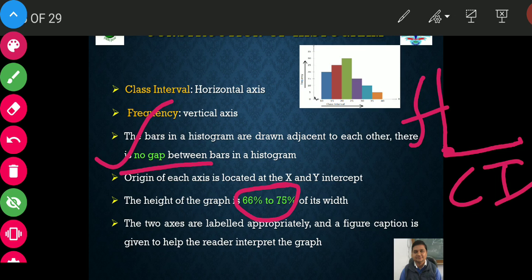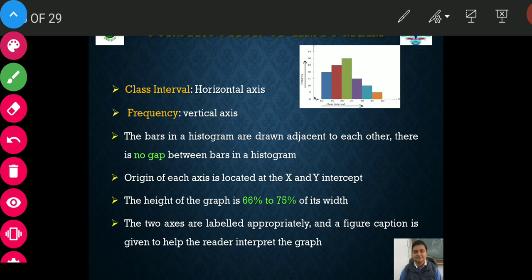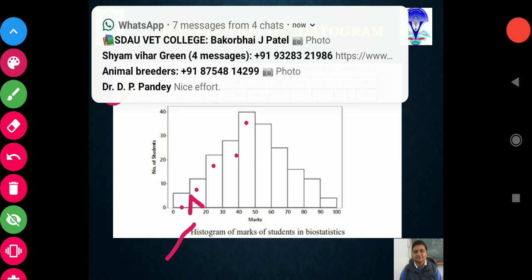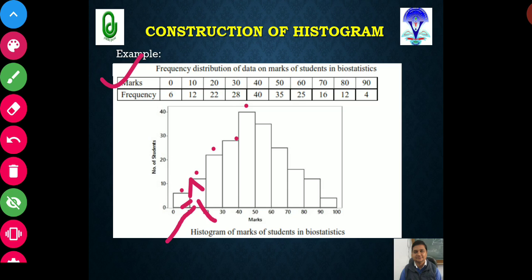The two axes should be labeled appropriately and you should give a caption for the figure. So these are the general things. Now this is an example of a histogram. This is a frequency distribution of data on marks of students in biostatistics. These are the categories, the classes of marks: 0 marks, 10 marks, 20, 30, 40. Against frequency we have prepared a histogram. So you see for 0 to 10 the frequency is 6, then for 10 to 20 it is 12. Similarly, we constructed a graph from the classified data. You can mark that there is no gap between the adjacent bars. So the histogram will not have any gap between the bars.